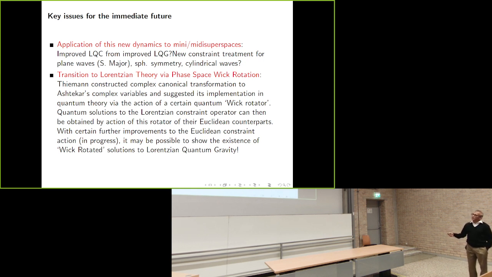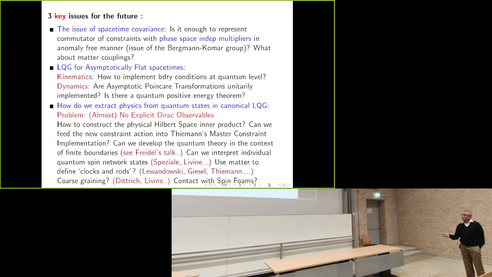subject to probe, and this is the transition to Lorentzian theory, and this is due to an old idea of Thomas, where he constructed a complex canonical transformation which led you from the Euclidean self-dual variables to the Lorentzian ones, and he also suggested a way to implement this in quantum theory, and once you do that, you can actually take solutions to the Euclidean constraint, apply this operator, and rotate to solutions to the Lorentzian constraint. So this is a beautiful idea which I think deserves further study.